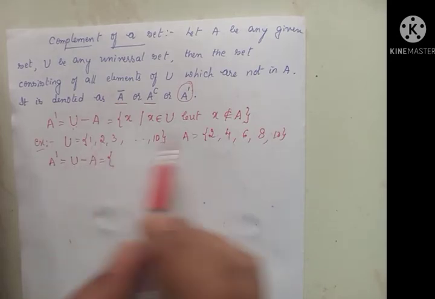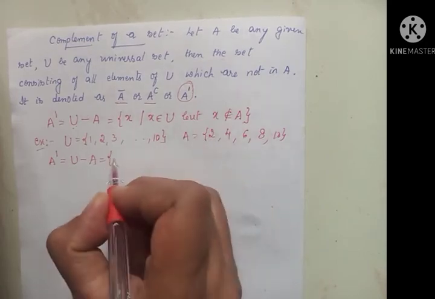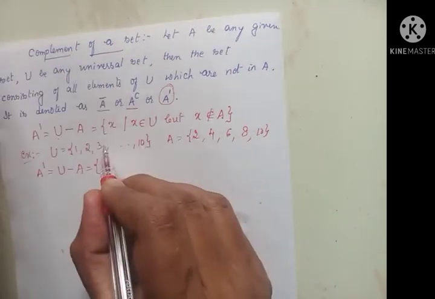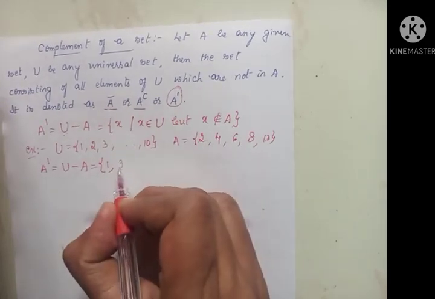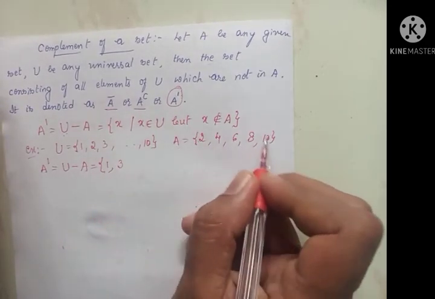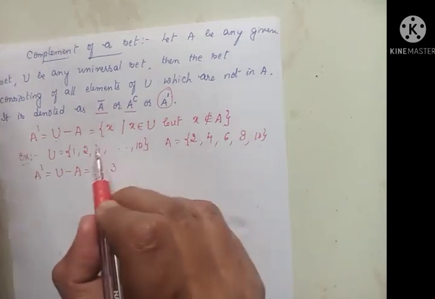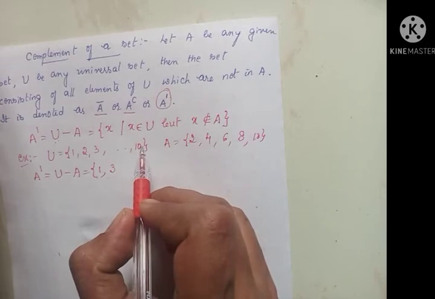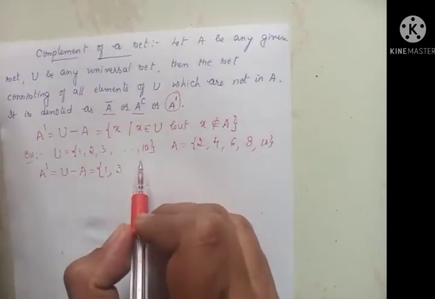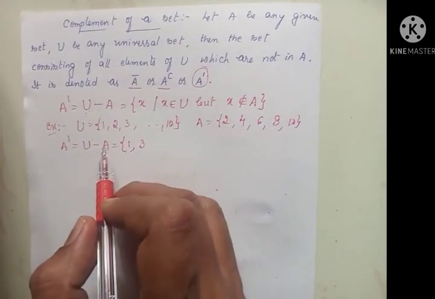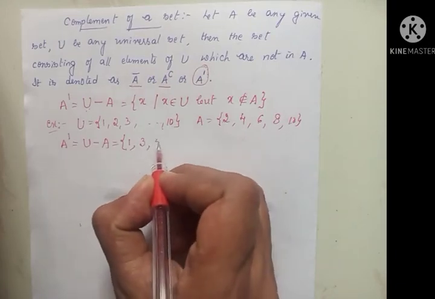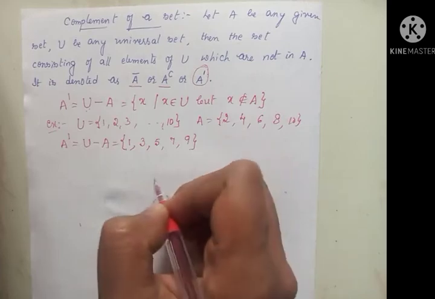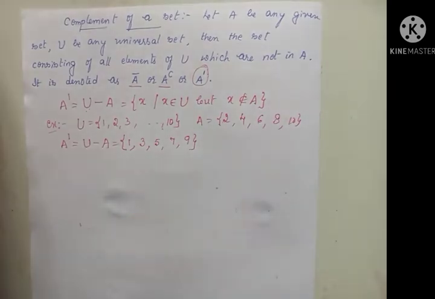So 1. Yes, 1 is not in A, I can write. 2 is there, I can't. 3, I can write 3 because 3 is not in A. So all the even numbers are present in A, therefore 2, 4, 6, 8, 10. Except this, all other elements are the elements of this complement. So 1, 3, 5, 7, 9. So this is A dash.